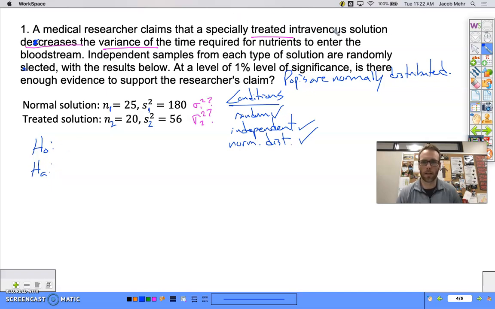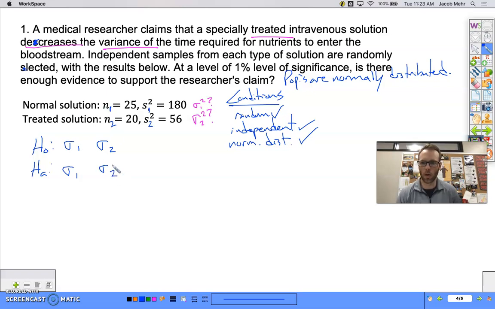The claim is that the new one decreases the variance. So the new one is the treated solution, and the claim is that it's going to decrease compared to the old one. Just like before, we want to always put our 1s on our left and our 2s on our right.